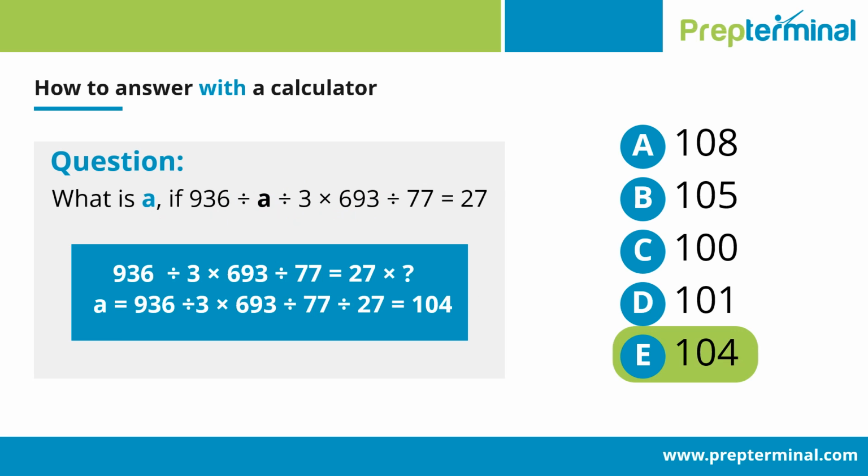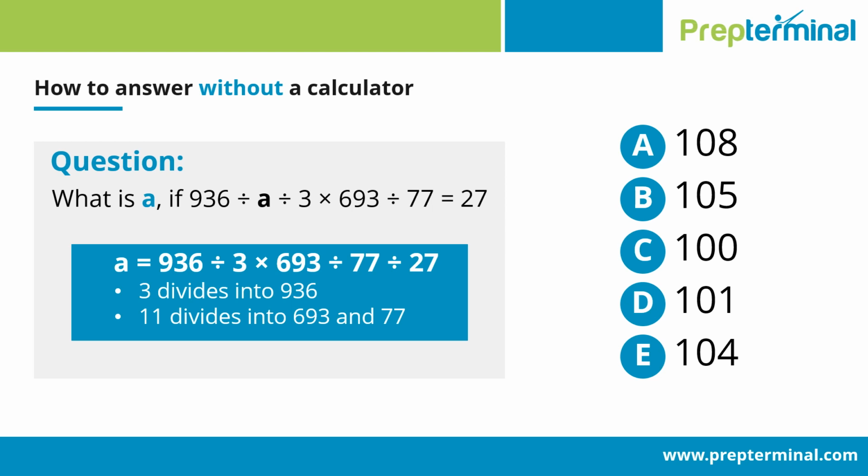How to answer using a calculator. 936 divided by A divided by 3 times 693 divided by 77 equals 27 is equivalent to 936 divided by 3 times 693 divided by 77 equals 27 times A. So A equals 936 divided by 3 times 693 divided by 77 divided by 27 equals 104. The answer is E.